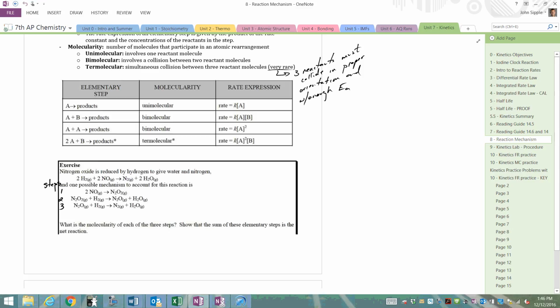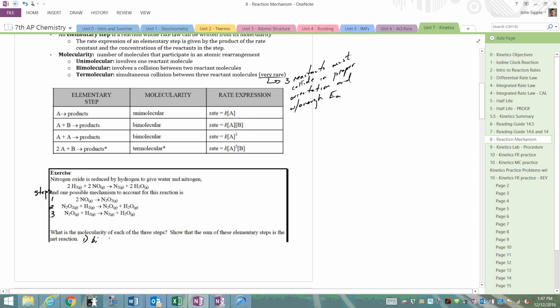If I look at step 1, what's its molecularity? It's bi, bimolecular, because there are 2 NOs there. In step 2, there's an N2O2 and a hydrogen. Bimolecular. In step 3, there's N2O and hydrogen gas. That's bimolecular as well.